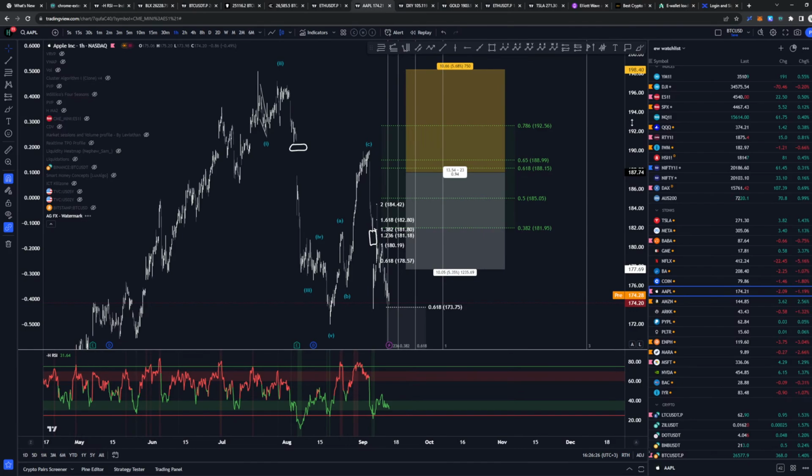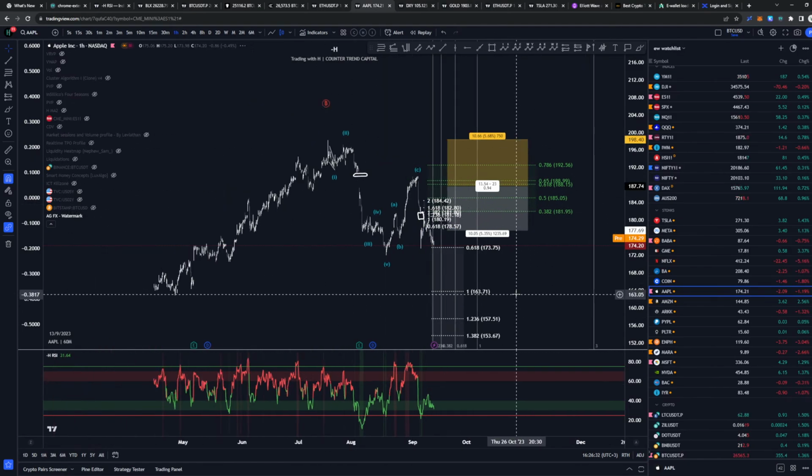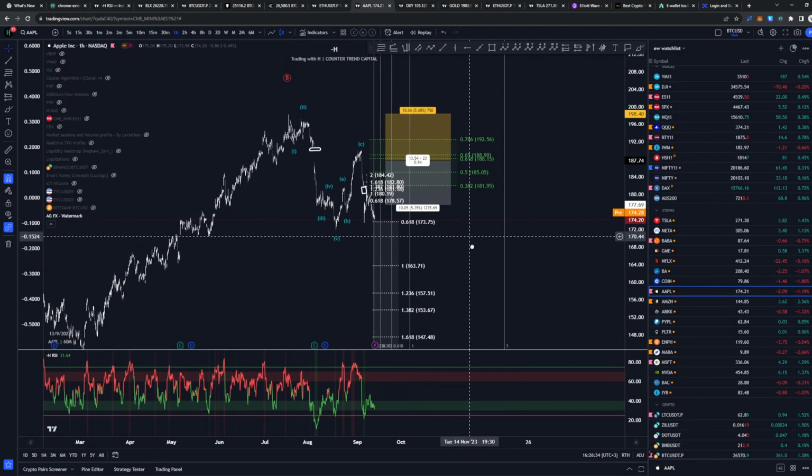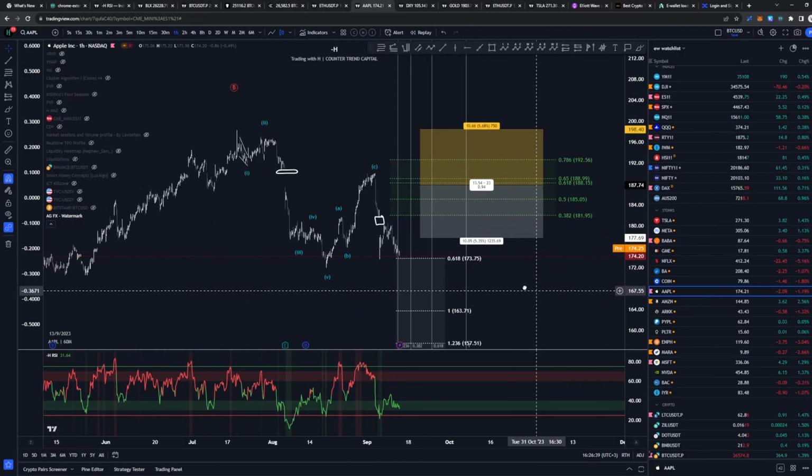Apple is still going to the downside again. I'm not going to be looking for taking profits on this anytime soon. I'm expecting way lower prices first. So nothing has changed on this at all as of yet.